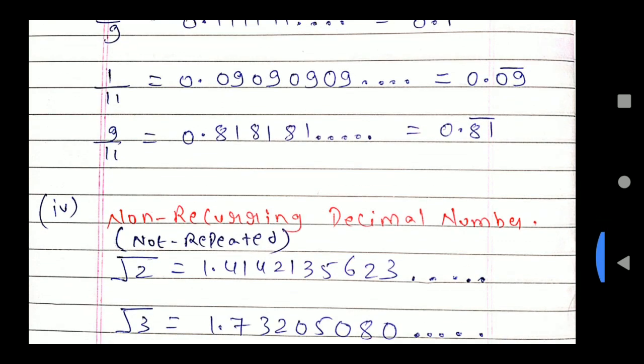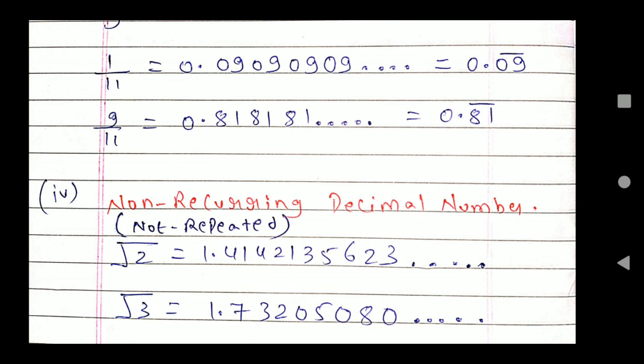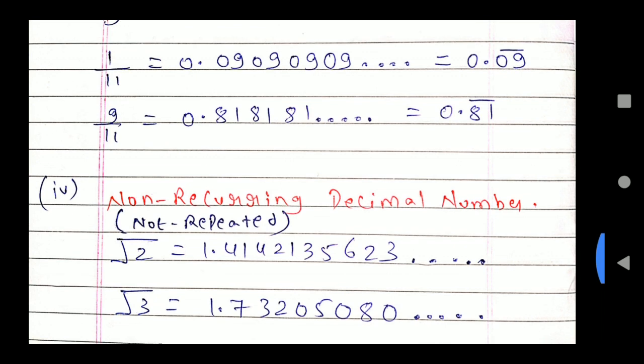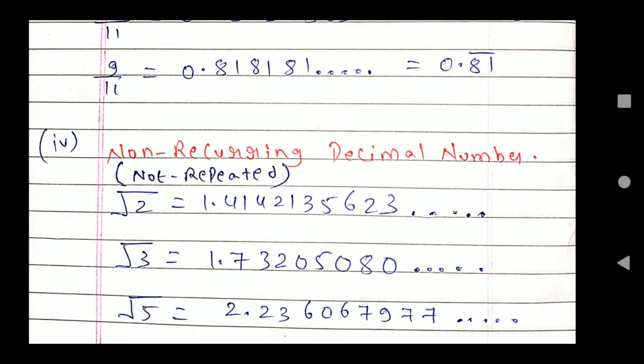Now see here also root 3, 1.73205080 dot. See here root 2 and root 3, after the decimal point is any number repeated? No, it is not repeated. That's why non-repeated decimal numbers are not repeated, so we do not make any bar. Similarly root 5, 2.23606977. Is any number repeated? No, number is not repeated, so we can't make any bar.